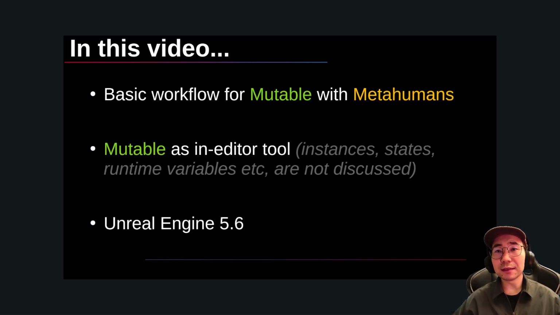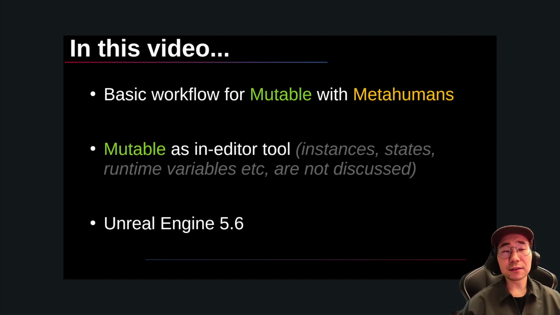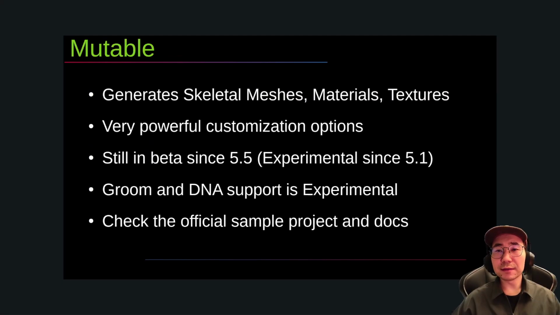I'll be using Unreal Engine 5.6 and utilizing Metahuman Creator. You can follow along in Unreal Engine 5.5, where Mutable Plugin is available as beta as well, but you'll have to source your Metahuman assets in another way. Also note that depending on the version of Metahumans, their assets can differ a bit, and in such case, you will need to adjust.